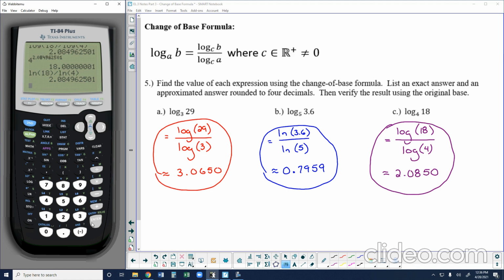The change of base formula is going to solve a lot of problems for you guys here moving forward. It gives us an opportunity to evaluate any logarithmic expression in the calculator.